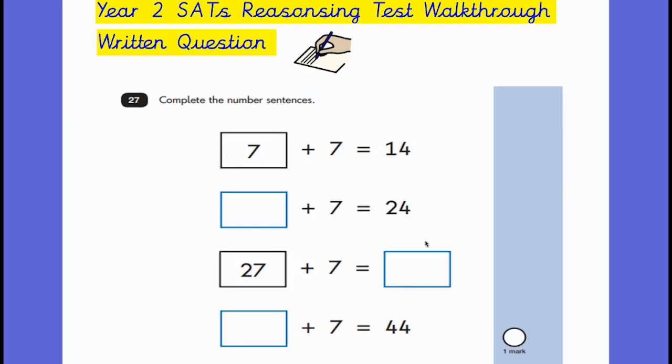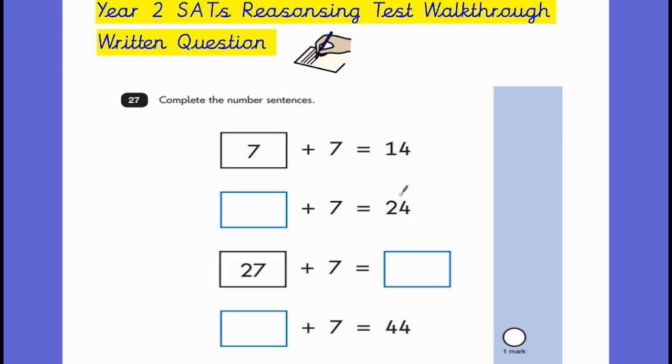7 add 7 is 14. Something add 7 is 24. 27 add 7 equals, and something add 7 is 44. For this question, they could do the inverse to help them, okay?